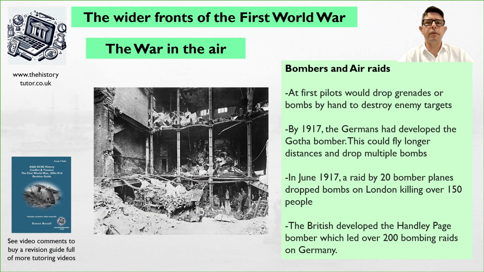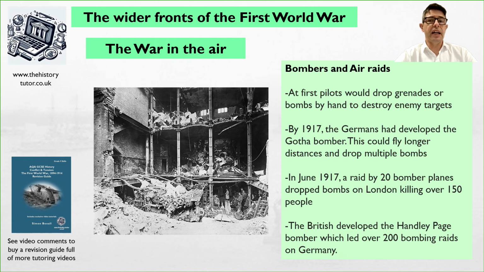What about bomber planes and air raids? At first, pilots would drop grenades or bombs simply from their plane to try and destroy things below. But by 1917, the Germans had developed the Gotha bomber. This could fly longer and carry more bombs. By June 1917, a raid of 20 bomber planes bombed London, killing over 150 people.